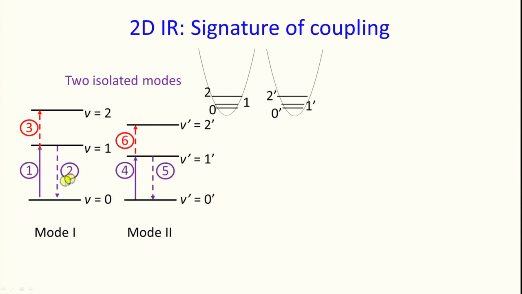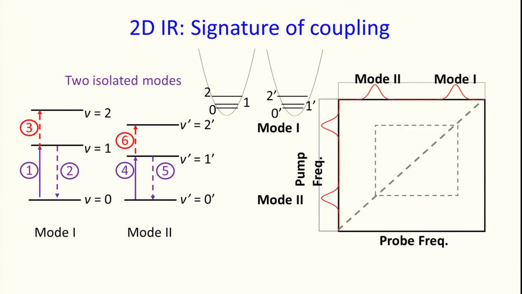Here, instead of 1, we have written 4 for the 0 to 1 pump, and instead of 2, we have written 5 for this V dashed equal to 1 dashed to V dashed equal to 0 dashed transition, and we have written 6 instead of 3 for V dashed equal to 1 to V dashed equal to 2 dashed transition. Okay. So, what kind of 2DIR spectrum do we expect when the modes are isolated? There is no coupling whatsoever, they do not talk to each other. Okay. This is what we are going to get.